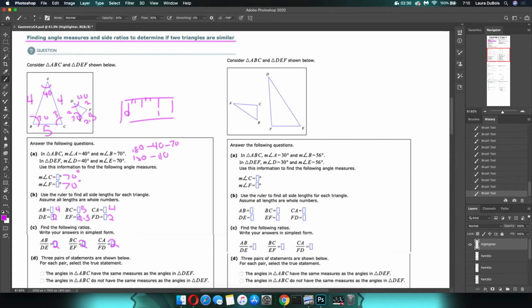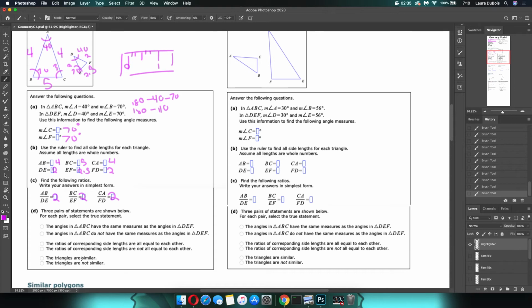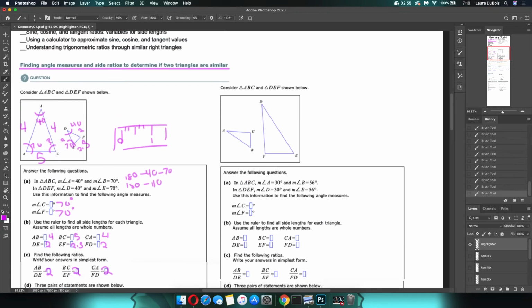which in this case is 2. And then what are you actually picking? The angles of each pair, statements below. For each pair, select a true statement. The angles of triangle ABC have the same measures as the angles of DEF. Yes, they do. The ratios corresponding to the side lengths are equal to each other. Yes, they are. The triangles are similar. Yes. So this is what they mean by similar.